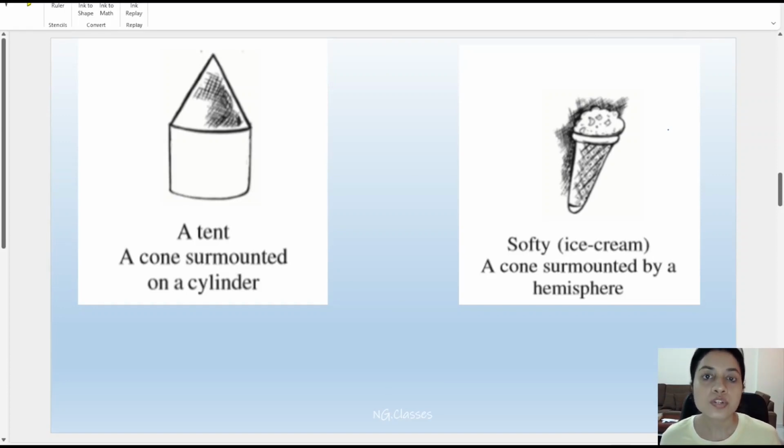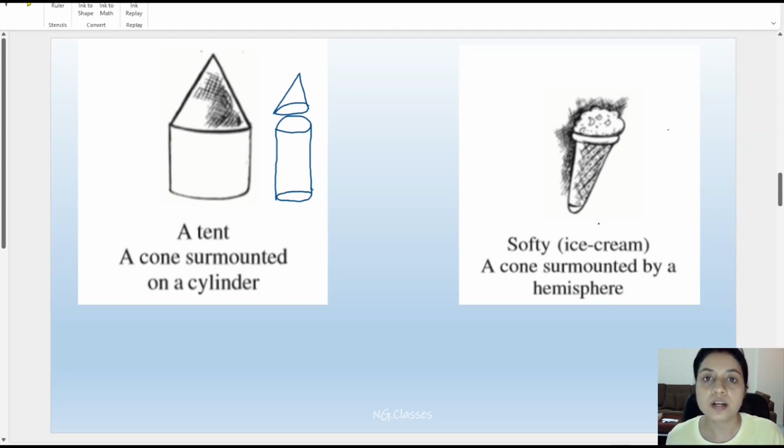Now we can also have composite shapes. That means a combination of two or three different types of three-dimensional shapes. Let's see the first figure at first. Here the first figure is a tent, right? And it's a combination of a cylindrical shape and a conical shape. Can you see it?